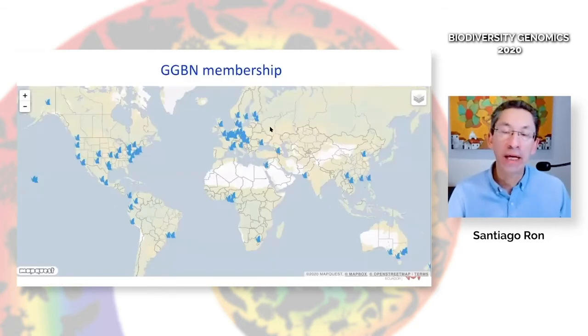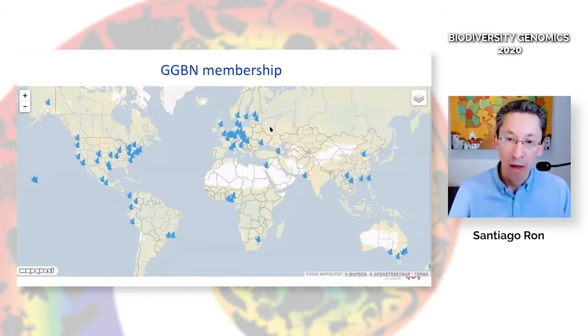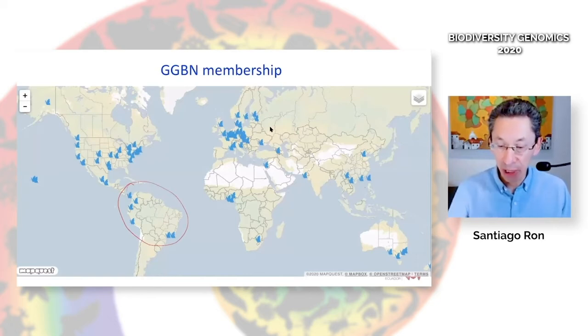As you know, biodiversity is unevenly distributed around the world. Most of the biodiversity is located in tropical countries, but unfortunately, most genome banks are located in the temperate regions, as can be seen in this map showing the membership to the Global Genome Biodiversity Network by genome banks around the world. As you can see here, there are very few genome banks located in the neotropical region, Africa and Southeast Asia, which are the global hotspots of biodiversity.